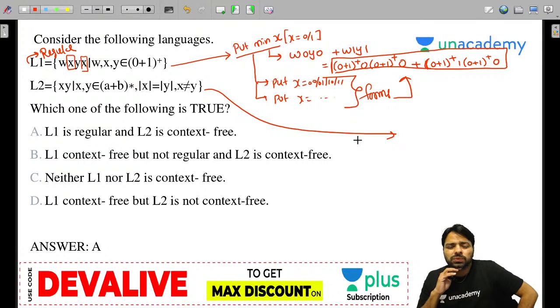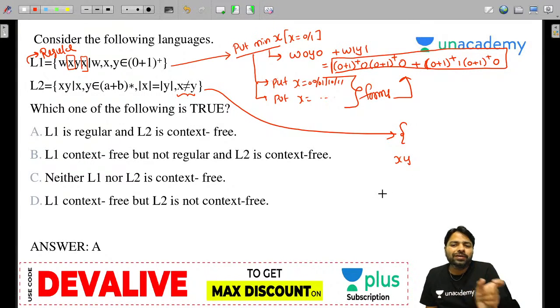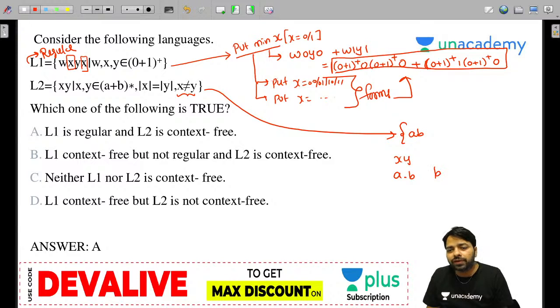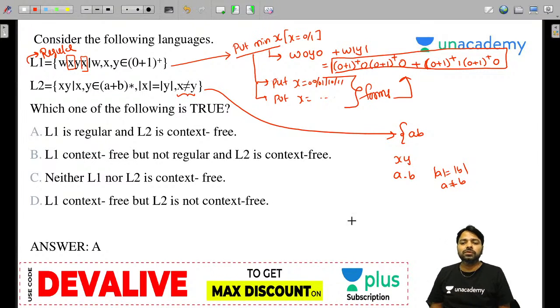And what is L2? Is it regular? Definitely not regular, because you want to say x not equal y. What strings are there? Basically look at xy. Length of x is equal to length of y, and x not equal y. And epsilon I can't put. And what can I write? I can say AB, where x is A, y is B, and length of A is equal to length of B, but x not equal to y. AB I can write, BA I can write.